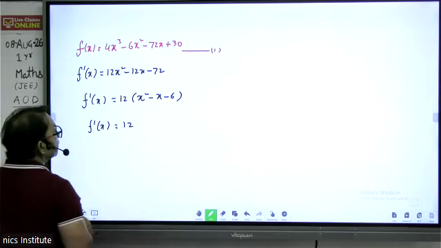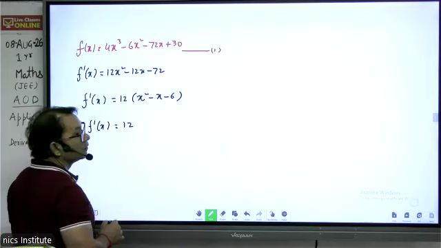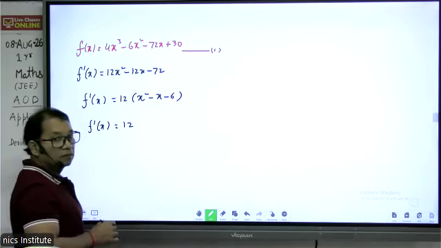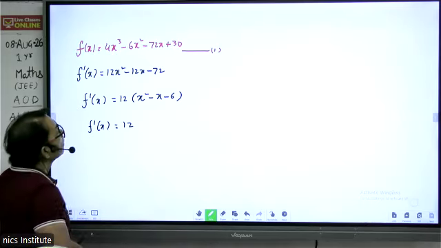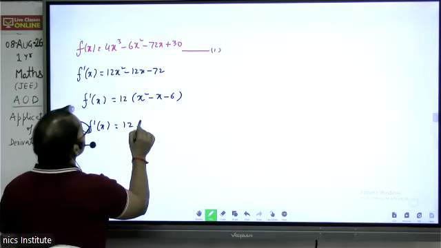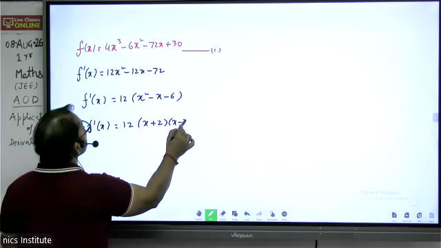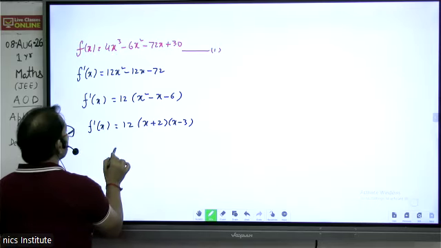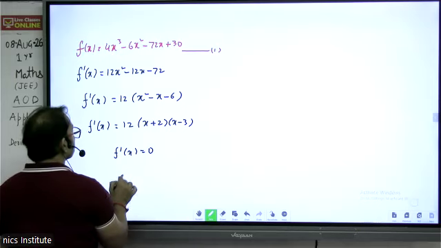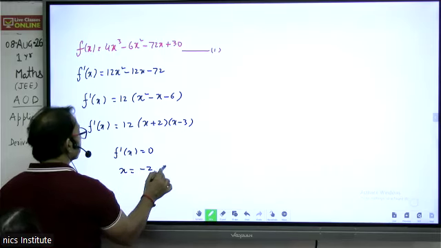What factors are coming? -2, now derivative 0. So the critical points are -2 and 3.